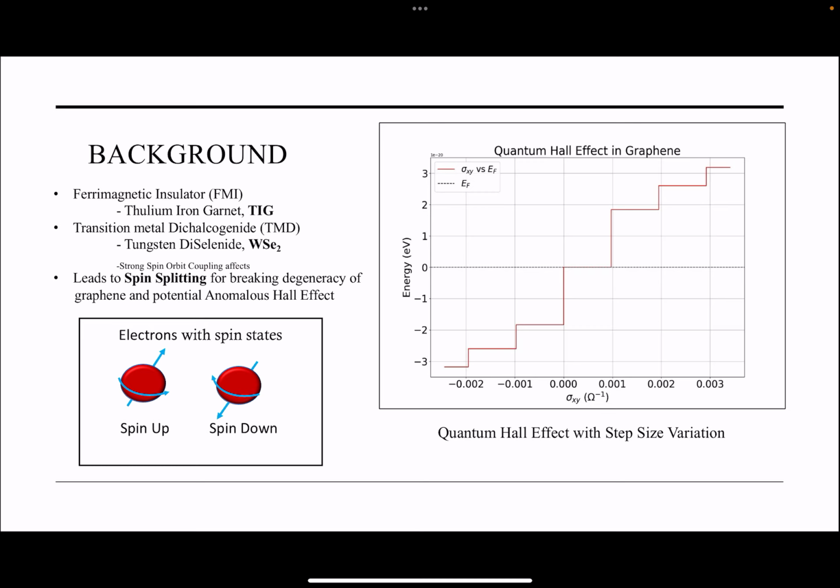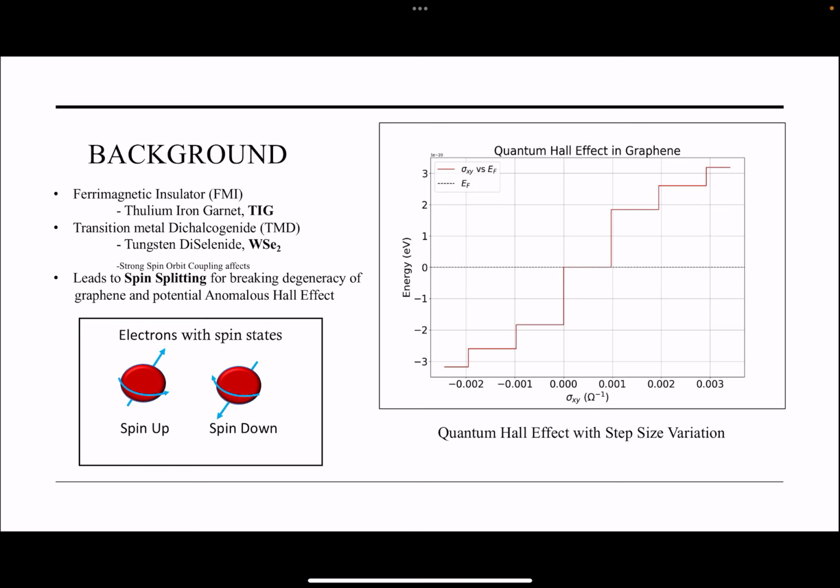temperature conditions. But as of now, all of these measurements must be taken at very, very low temperatures, like around the millikelvin range. On the right hand side, we see the desired effect we want. Now, this is the quantum Hall effect.